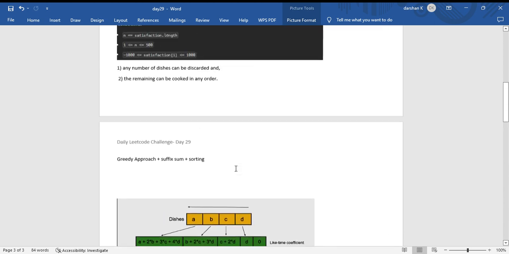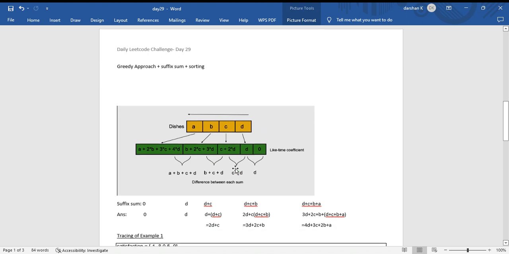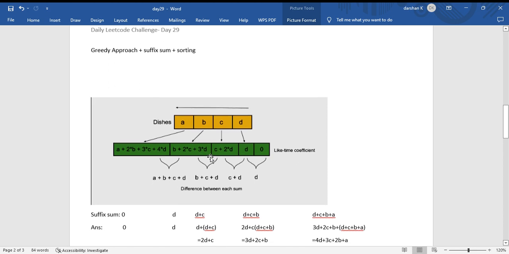Now coming to the optimal solution, this is the approach I'm going to use: greedy approach plus suffix sum plus sorting. There is one thing about Leetcode, that sometimes it will not accept your solution even if it is optimized. It will try to accept only the solution which it feels is the optimized one, right? In this case, this is that kind of solution. I will just explain how it works, right?